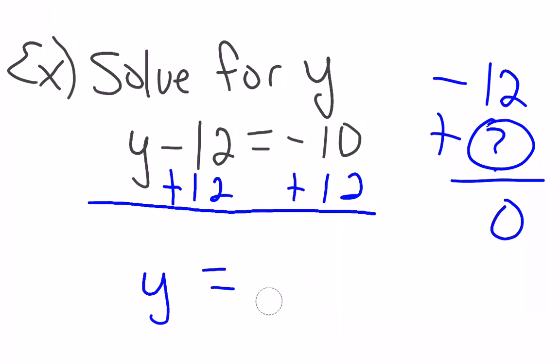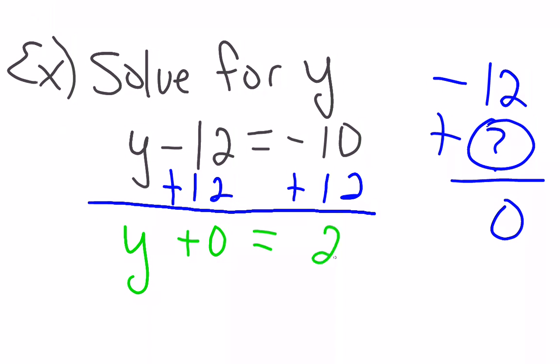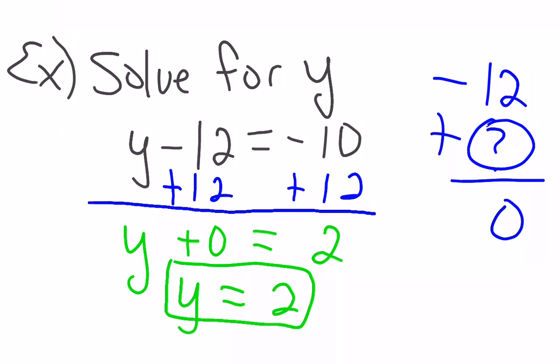Now, let's simplify what we have at this point. We have the y hanging out, but negative 12 plus 12 is 0. And then on the other side of the equal sign, we have negative 10 plus 12. So negative 10 plus 12 is 2. And again, anything plus 0 is itself. So y equals 2, and we've solved for y. We know what y is equal to. And then you can plug it back in and check your answer. If I have 2 minus 12, does that equal negative 10? Well, what is 2 minus 12? Negative 10 equals negative 10, and good to go.